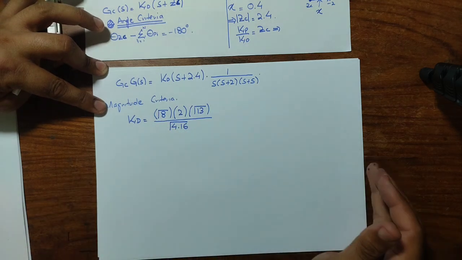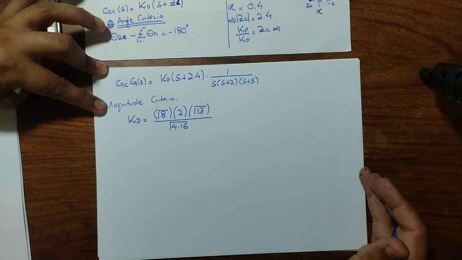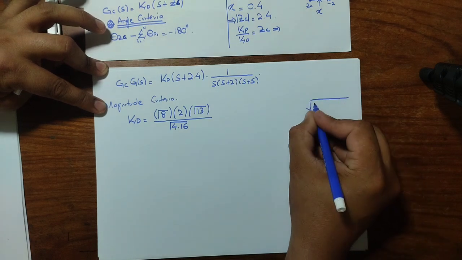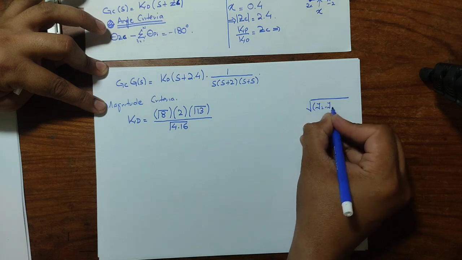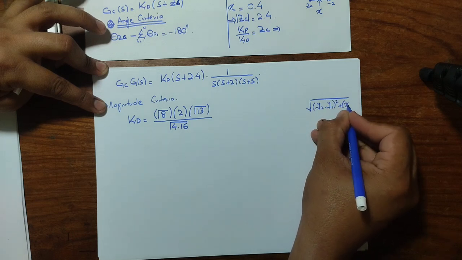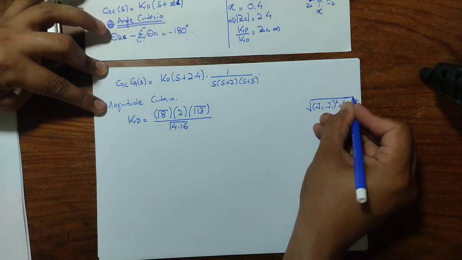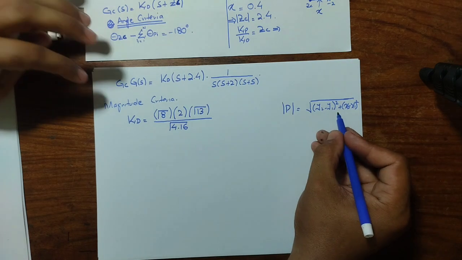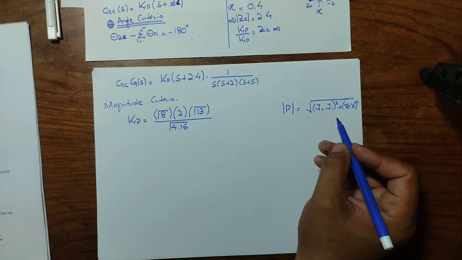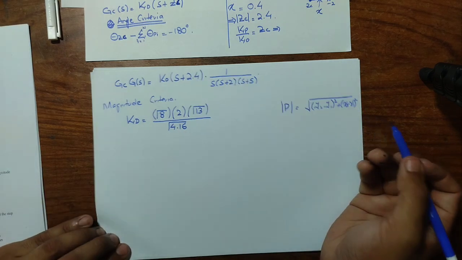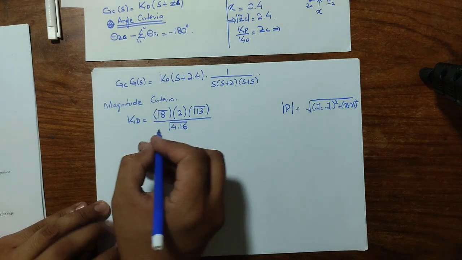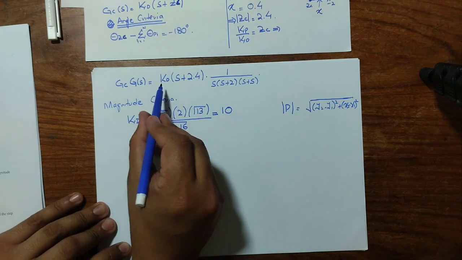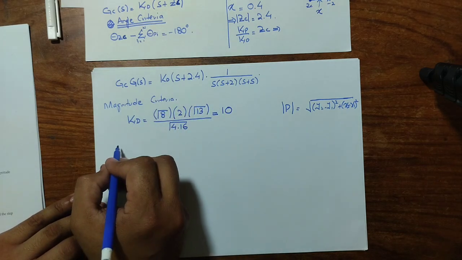Again, the magnitude criteria implies that the magnitude condition is equal to the square root of (y2 minus y1) whole squared plus (x2 minus x1) whole squared. So this is our magnitude of any point. These y1, y2, x1 and x2 have the same definition that we used in the earlier angle criteria. Based upon this, Kd comes out to be equal to 10. This implies that the overall gain of the system is 10.